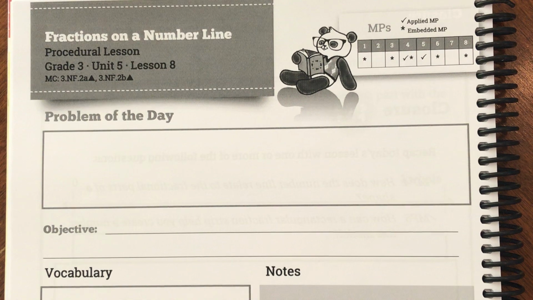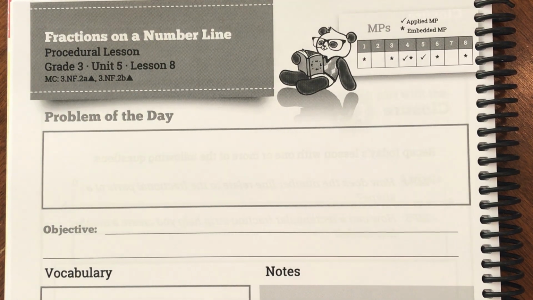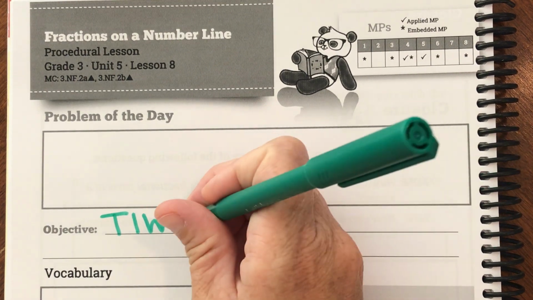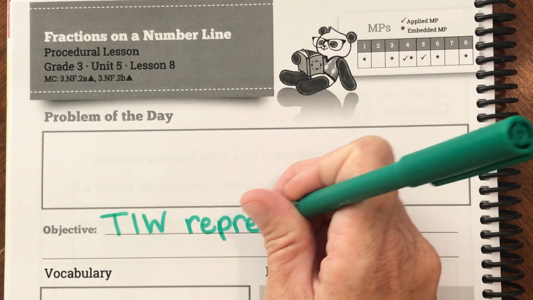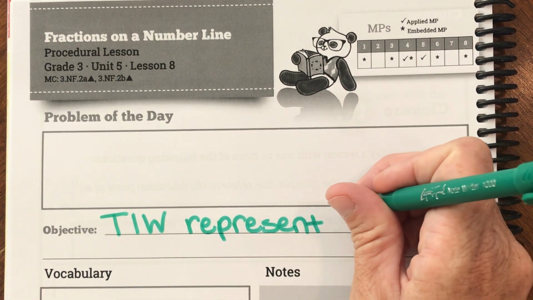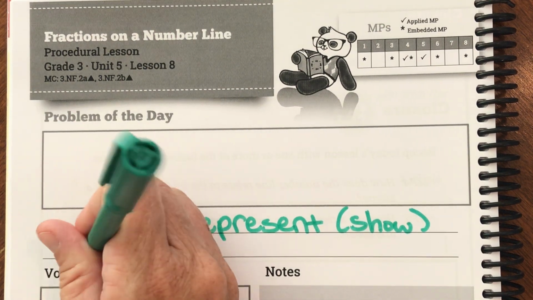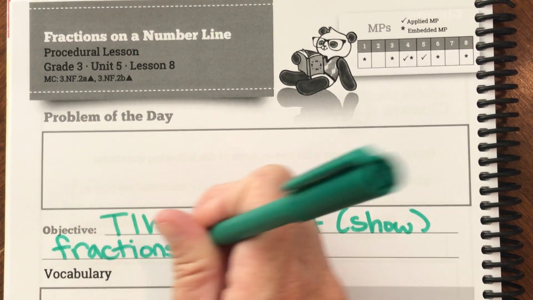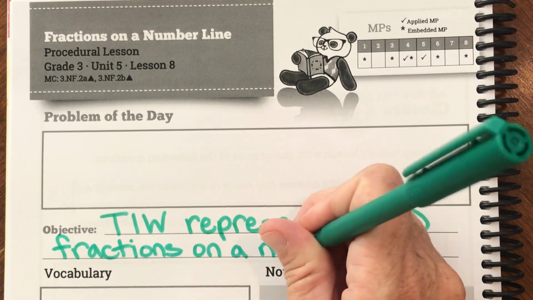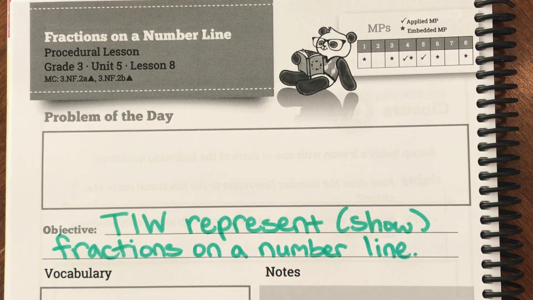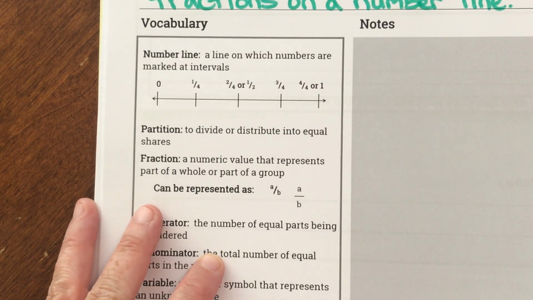Today we are on page 33 of your student journal. And our objective or our goal today is, today I will represent, and remember we talked about the word represent means show. So we will represent fractions on a number line. Okay, so our goal or our objective is today I will represent or show fractions on a number line.